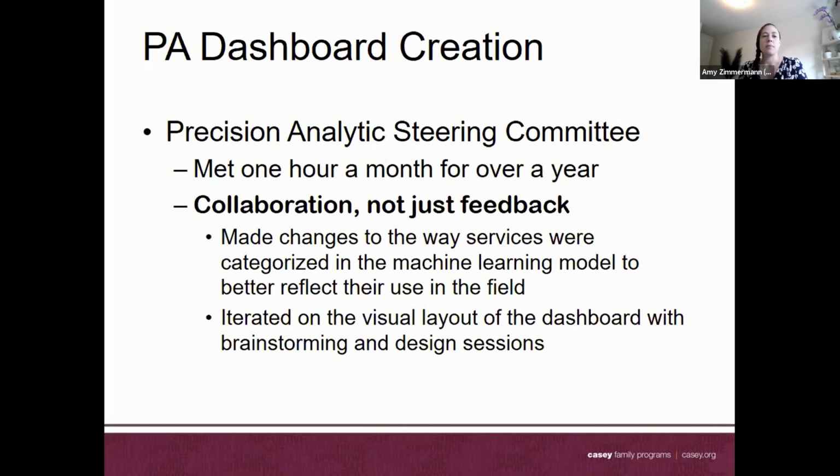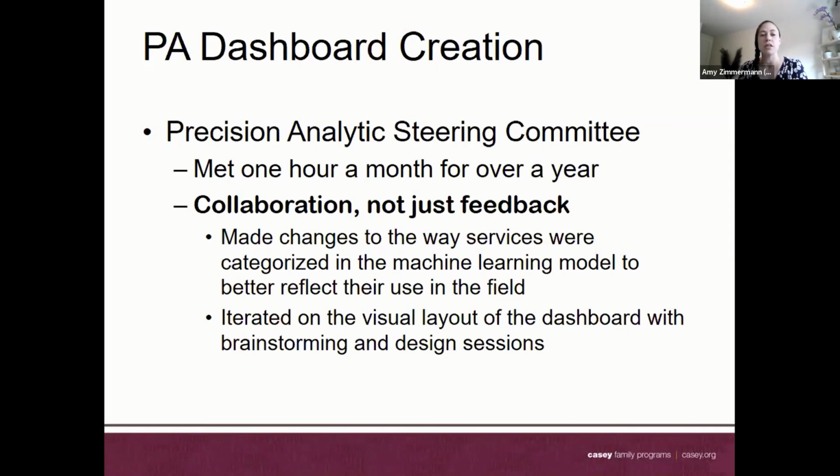And so we met about 1 hour a month for over a year. So this is not a small undertaking. It took quite a bit of collaboration. And I call out here that it was collaboration and not just feedback. And so we didn't just come with already baked ideas and say, do you like it or don't you? But we really worked together to build and develop the model and the dashboard.